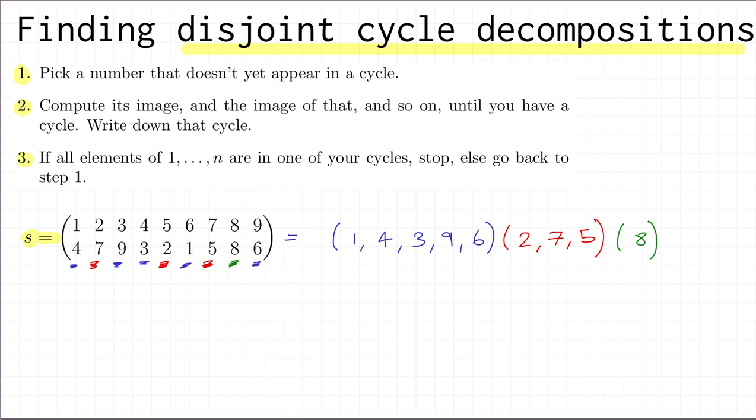But I want to make a comment about this, which is about this one cycle that appeared at the end. So any one cycle is actually the identity permutation.